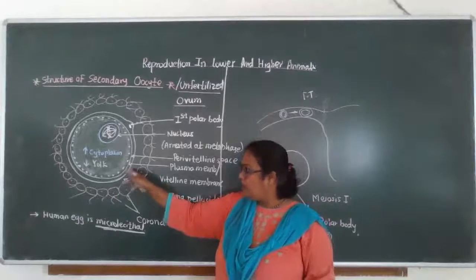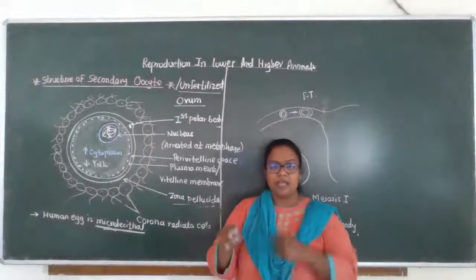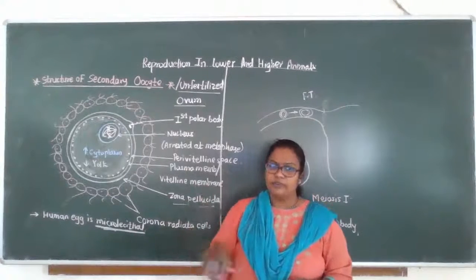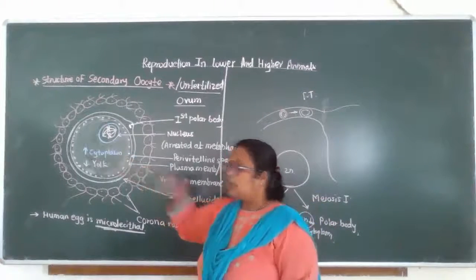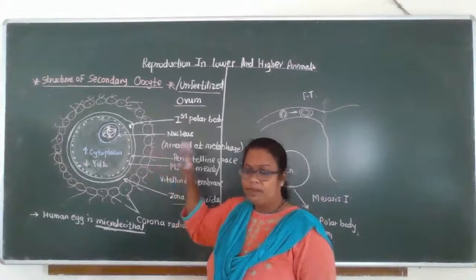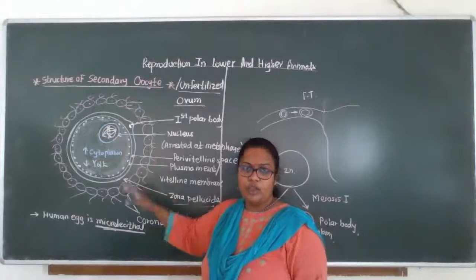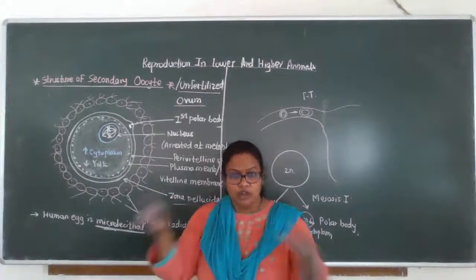Then on the inner side, it has a plasma membrane. This plasma membrane, or vitelline membrane, forms a boundary around the cytoplasm. Here is a tremendous cytoplasm. An abundant amount of cytoplasm is there, with very little yolk. This cytoplasm which is placed at the periphery is granular.